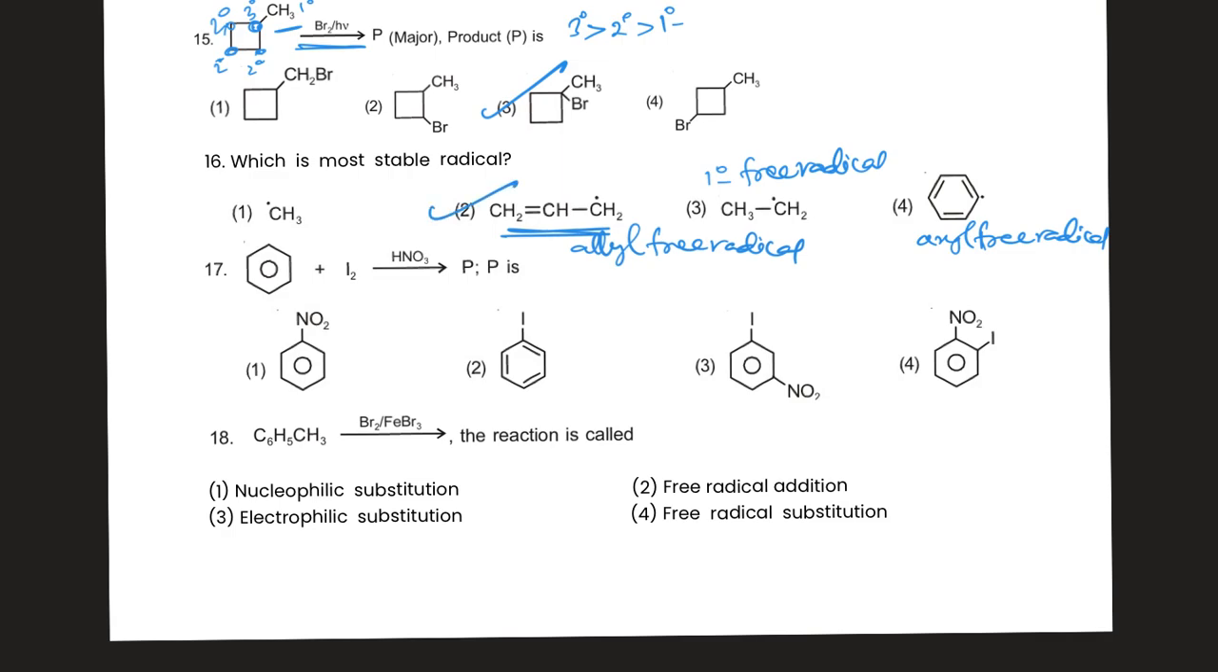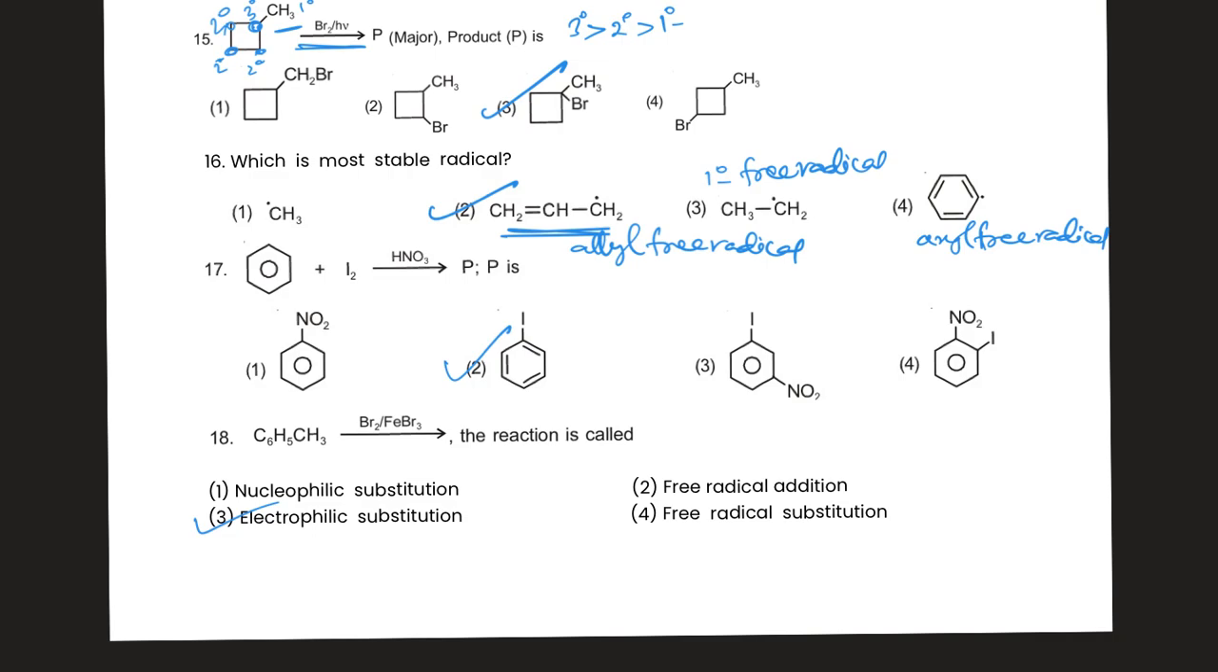Now the 17th question: benzene iodination in the presence of HNO3 is an electrophilic substitution reaction, therefore iodination takes place on the benzene. That option is the second one. Now the 18th question: toluene reacts with bromine in the presence of a Lewis acid, FeBr3. The reaction is called electrophilic substitution. Already we studied it. The third option is correct, because the first option is nucleophilic substitution, the second is free radical addition, and the fourth is free radical substitution.